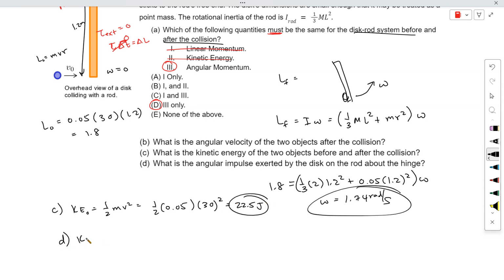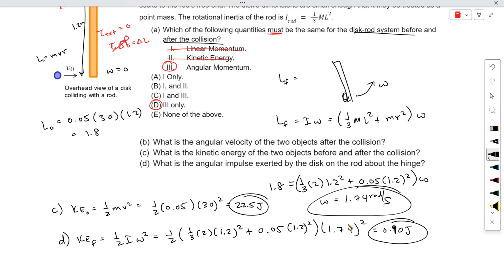And then afterwards, what is the kinetic energy? Well, now they're both moving together, rotating around the axis. And the I is 1/3 times 2 times 1.2 squared, plus 0.05 times 1.2 squared, times the 1.74 squared, right? So 0.5 times this, I get 0.90 joules. Okay, so we lost a lot of energy. Definitely energy was not conserved, right? That's what we see in part A.